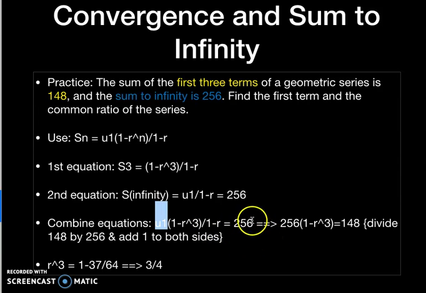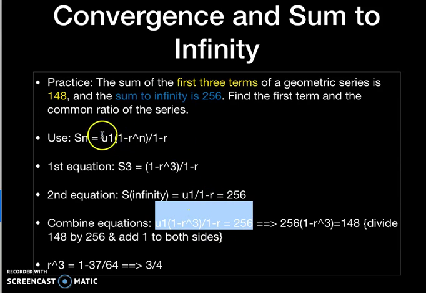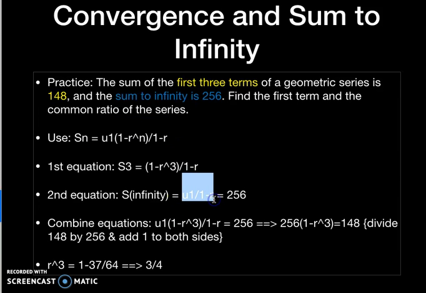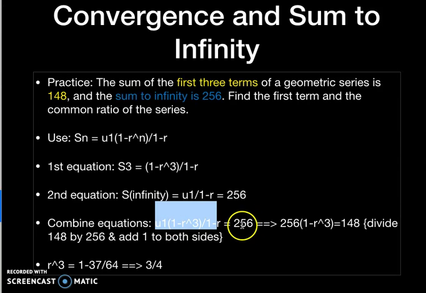What we're going to do now is put them together. We put the 256 in for the geometric series equation. So we kind of dropped the sum to infinity equation, but not in that way. What we did is that we had more use for it in this case, because we have the nth term, but we set this equal to 256, which is the sum to infinity. So this is what we'll do now. We take 256, open parentheses, 1 minus r to the third, equals 148. This is just a simplified version of this.